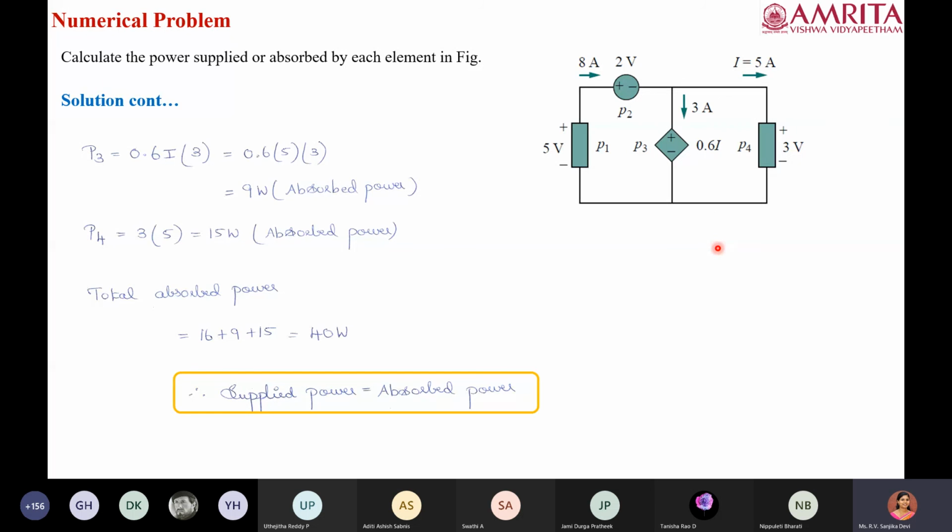Excuse me, ma'am, can you once again explain P3? Yes. First you have to understand the nature of this source. It is plus-minus, so it means that it is a voltage source, and the value tells that it is dependent on a current. So it is a current dependent voltage source.